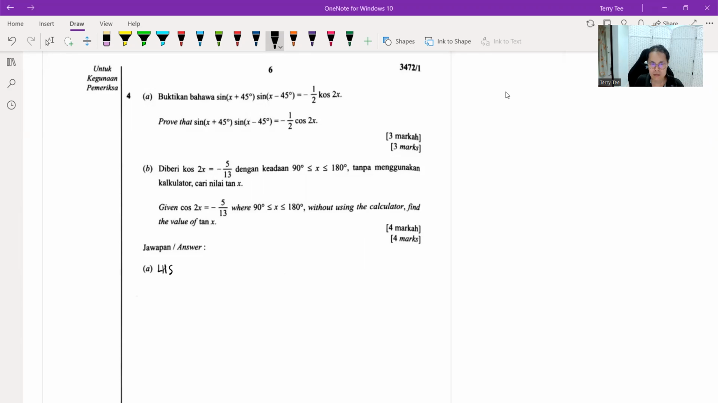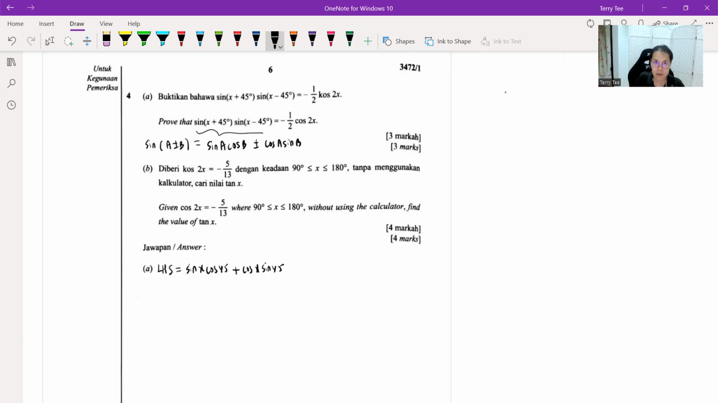When it comes to proving, we start from the side that's more complicated and move towards the simpler one. In this case, the left-hand side looks a bit more complicated. So we have to use what we call the addition formula. Now, remember, the formula for sine of A plus or minus B is sine A cos B plus or minus cos A sine B. So in this case, your left-hand side will be sine X cos 45, because we start with plus, so I put a plus here, cos X sine 45.